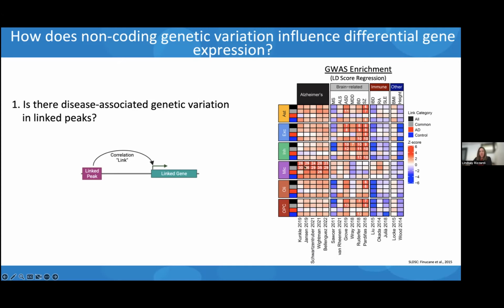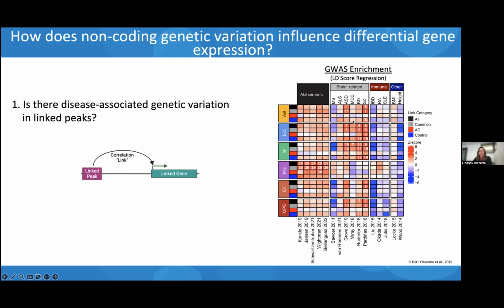In addition, we find this enrichment for all our links, common links, and AD-specific links, but we find no enrichment for our control links, again supporting the fact that we have a very specific signal that's really relevant to Alzheimer's disease. And again, just pointing out that it's really only in microglia, and this is consistent with previous literature as well. Now, as controls, we looked at other brain-related disorders and immune disorders, as well as height and BMI.